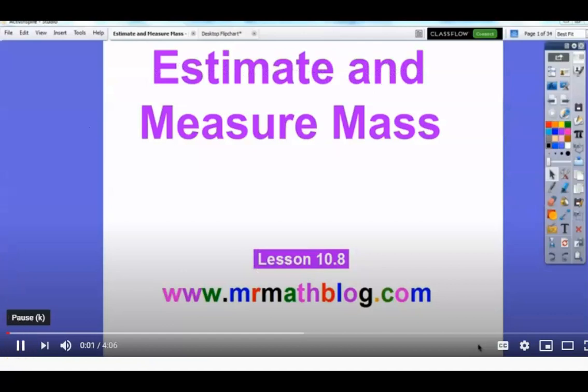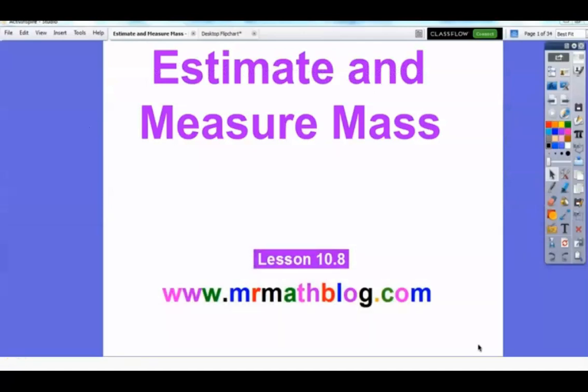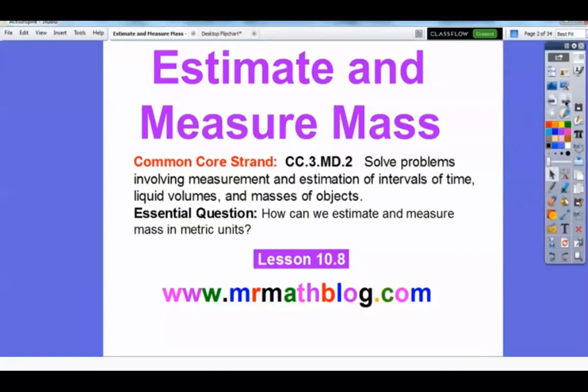This lesson is estimate and measure mass. Okay, this is lesson 10.8, and our essential question is how can we estimate and measure mass in metric units?